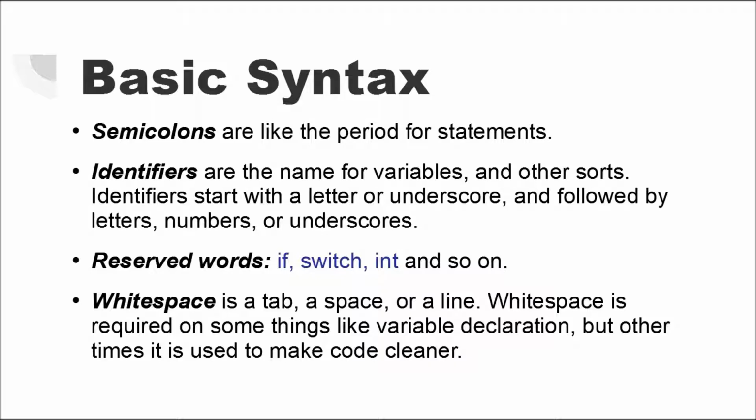Then you have white space. White space is pretty basic. The name tells you what it is. It's space that's white. It's a tab, a space, or a line. Most commonly when people say add a white space, they most likely mean either add tabs or spaces. But sometimes they'll say add a bunch of empty lines. White space is required on some things like variable declaration because you can't smush together an int and your identifier, but other times it's used to make code cleaner. For example, for addition, you could exclude the spaces, but it's much recommended to use spaces because it makes it a lot easier to read.